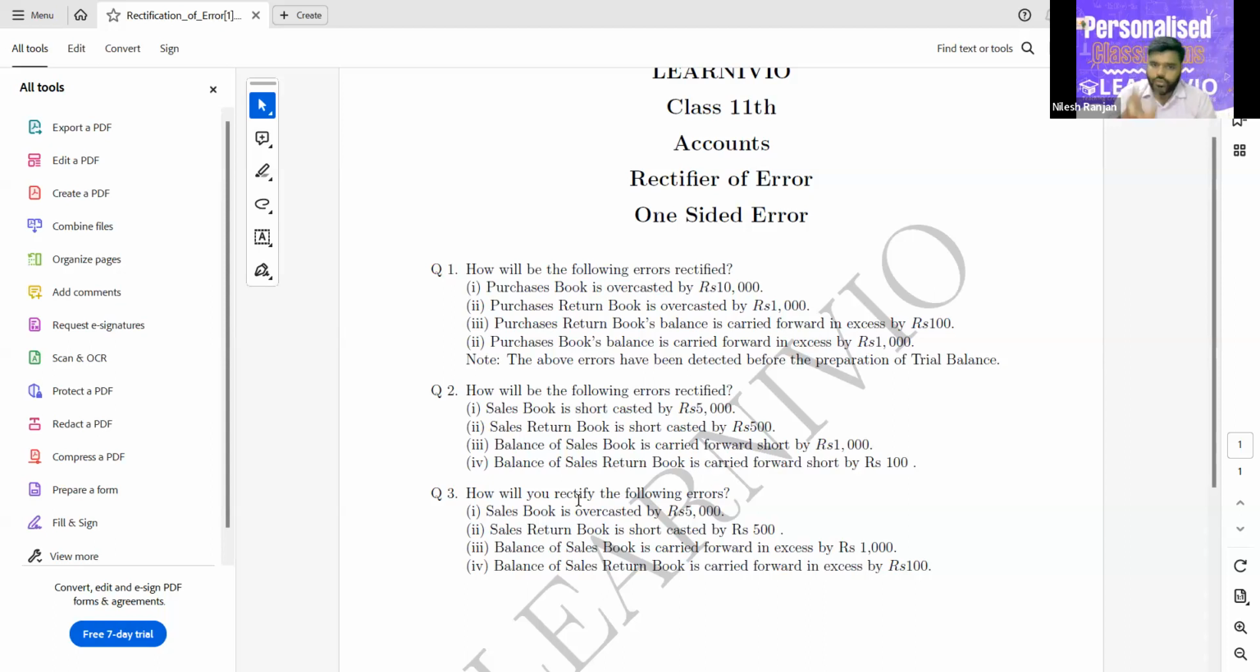In the same manner, sales return book is shortcasted by rupees 500. Can you tell me on which side we write items in sales return book? On the debit side. Yes. So if it is shortcasted by 500, then we will write 500 on the debit side of sales return book. But the question is how we will write these things. Let's see how we will solve it.